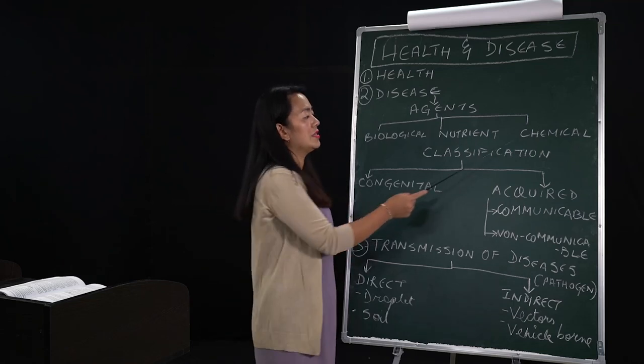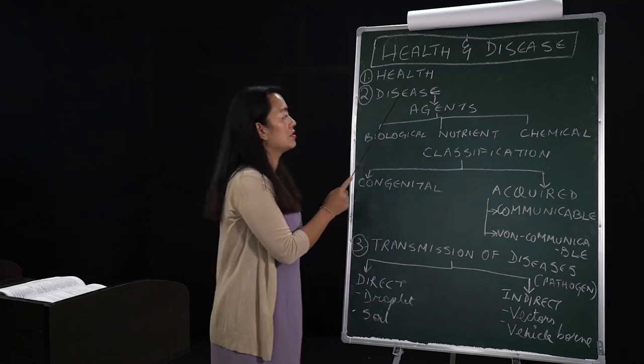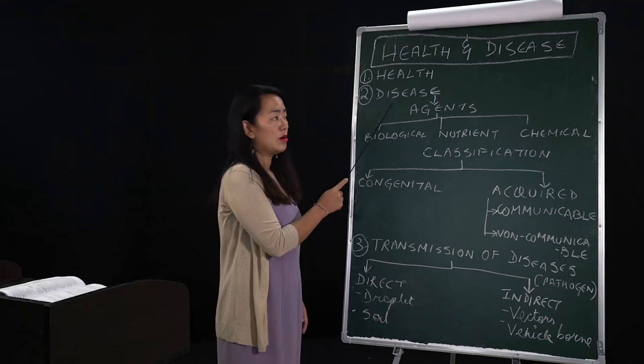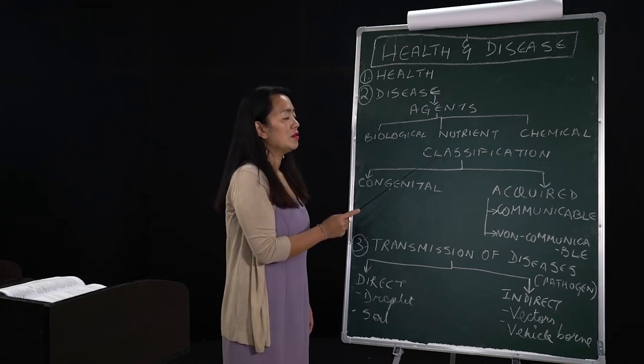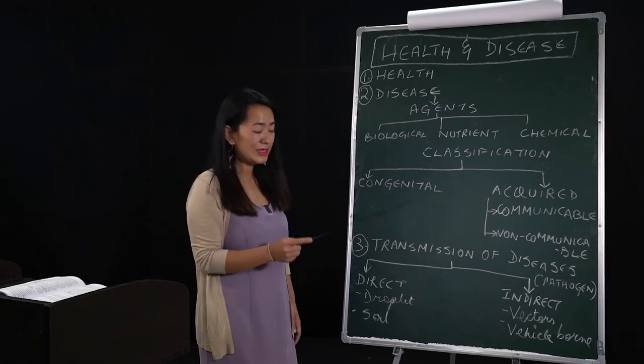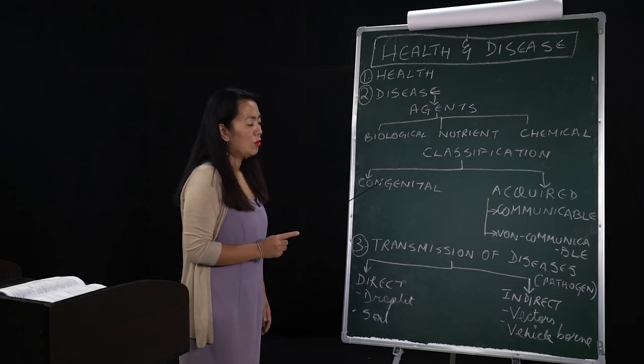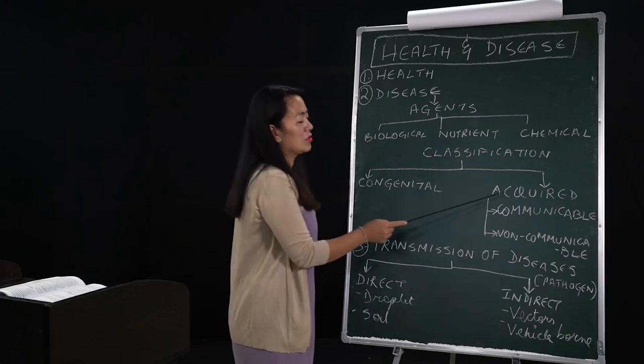This all comes under the chemical agents which cause disease. Okay, so now we're going to study how the diseases are classified. They are basically classified into two types. One is congenital, the second one is acquired.